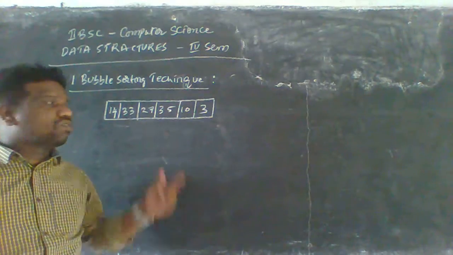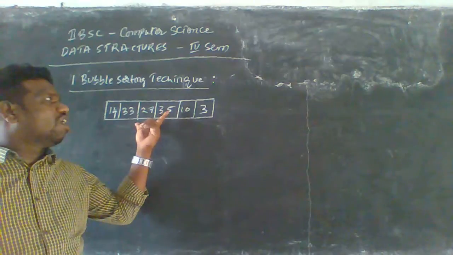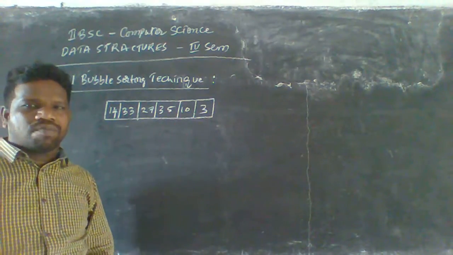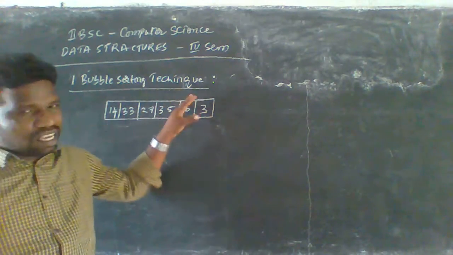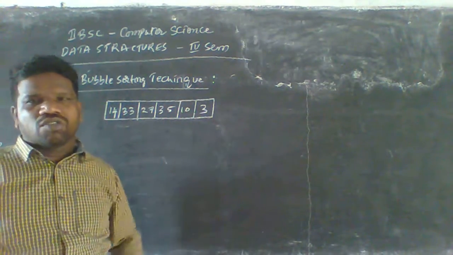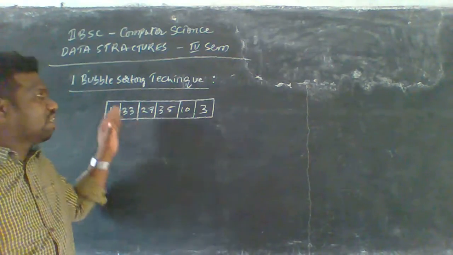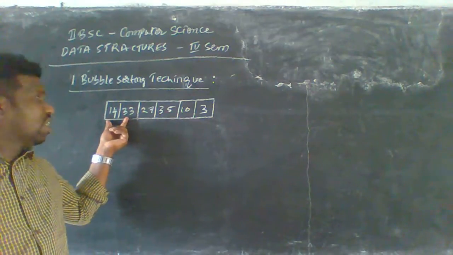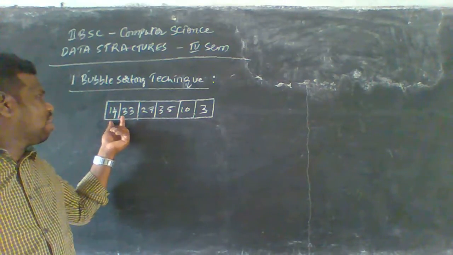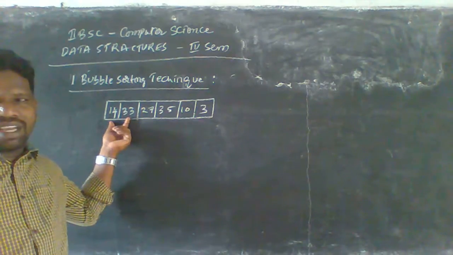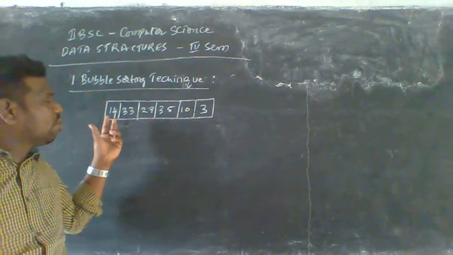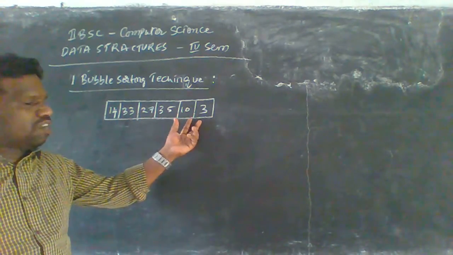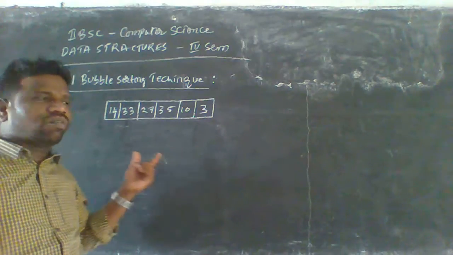By default, this is an unordered list, which means it is not in ascending order. Using the bubble sort technique, we can sort it. In this scenario, we compare adjacent numbers. If the left number is small and the right number is greater, the condition is true, and we compare the next two numbers, and the next two numbers, and the next two numbers. After one iteration, we go to the second iteration.